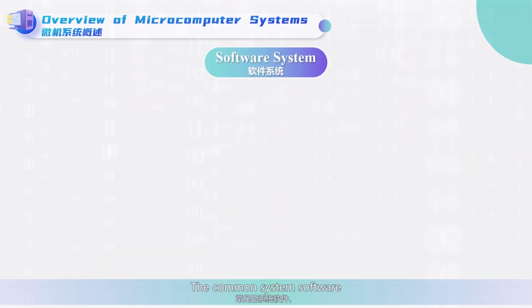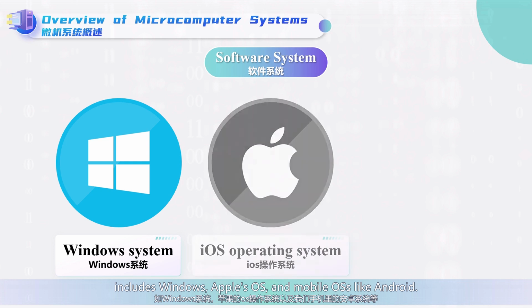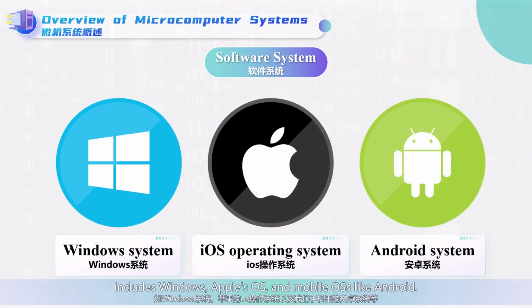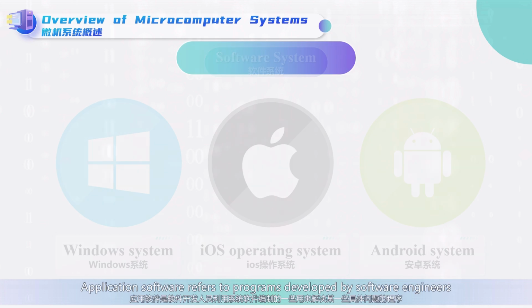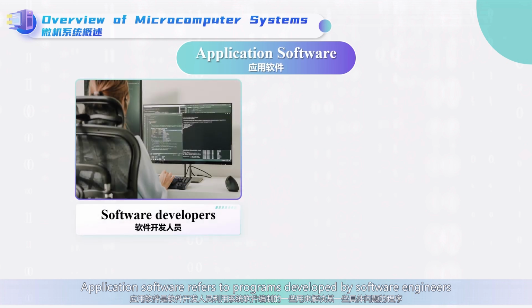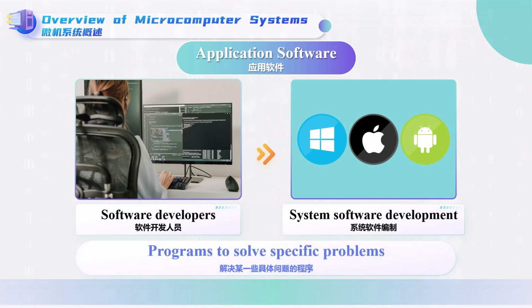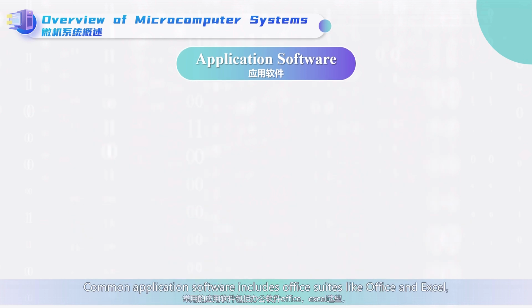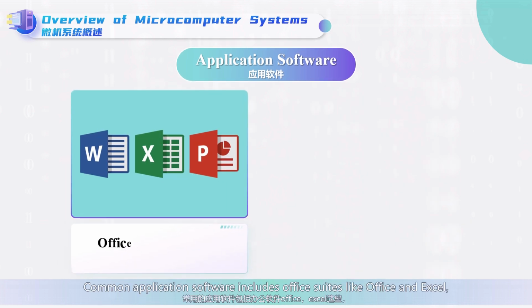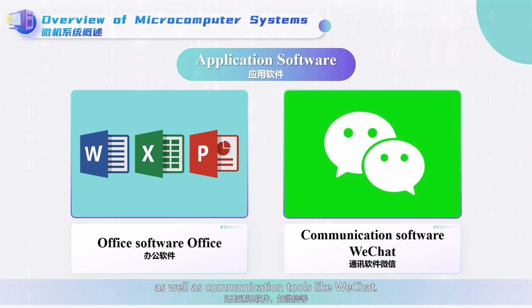The common system software includes Windows, Apple's OS, and mobile OSs like Android. Application software refers to programs developed by software engineers using system software to address specific problems. These programs are designed to meet various user needs. Common application software includes Office suites like Word and Excel, as well as communication tools like WeChat.